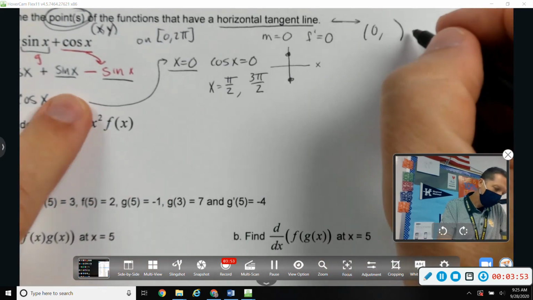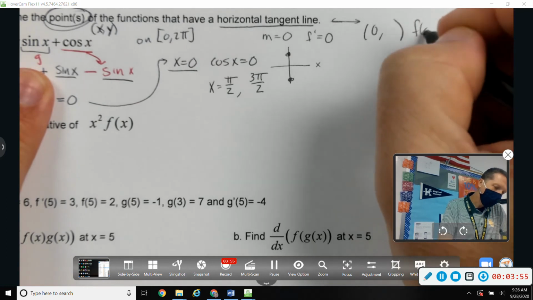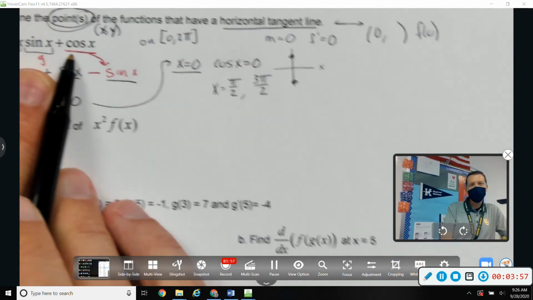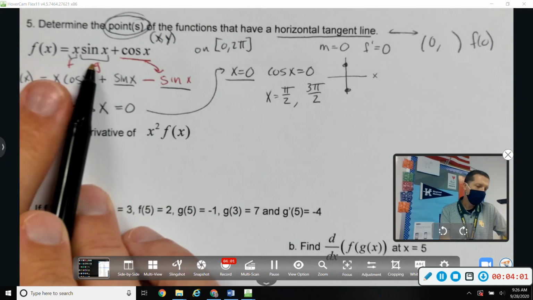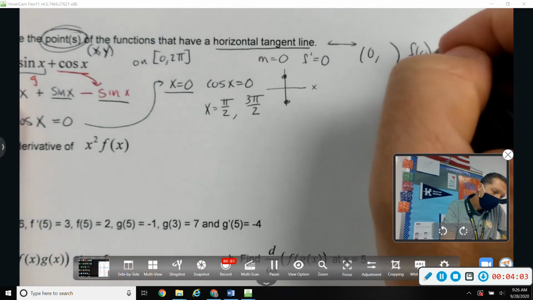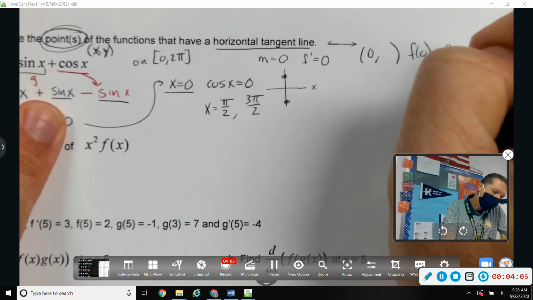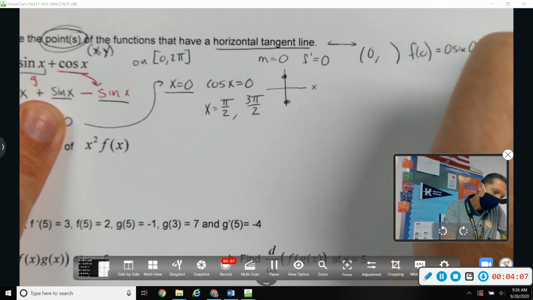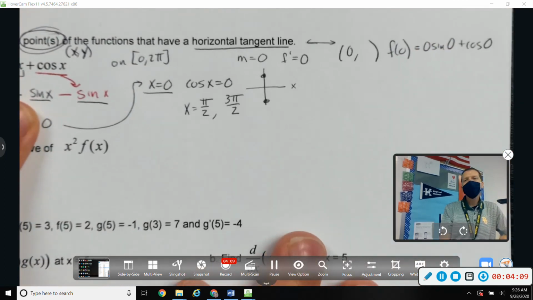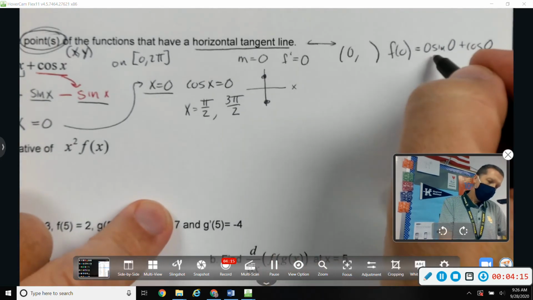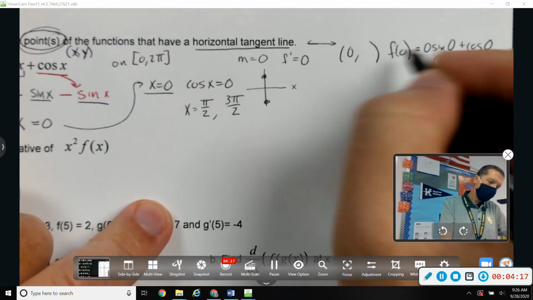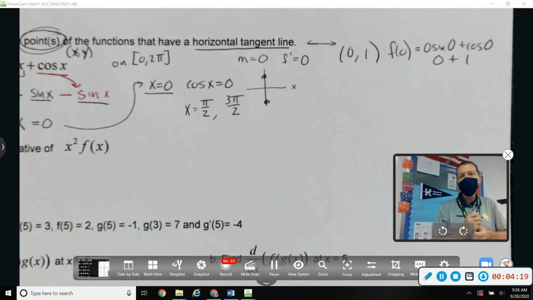So if x is 0, then f of 0. Back to the function, not to the derivative, but to the function because I want the y coordinate. So 0 sine 0 plus cosine 0. Testing our unit circle knowledge here. Cosine of 0 is 1, so 0 comma 1 has a horizontal tangent line.